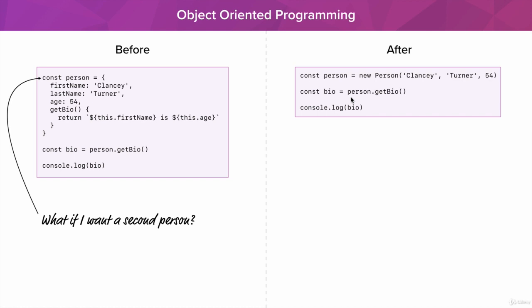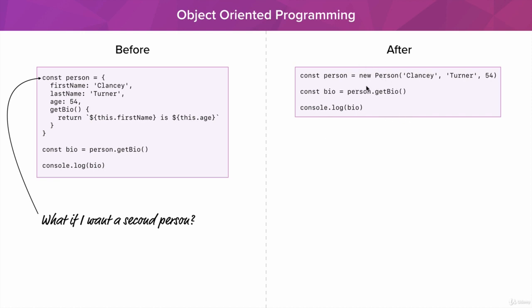After, though, using what we're about to learn, we can create a function that serves as a template. It allows us to easily generate new people and reuse the various pieces of functionality, like the method getBio. We do not have to redefine everything for each person we want. This is going to be a great way to structure our code.